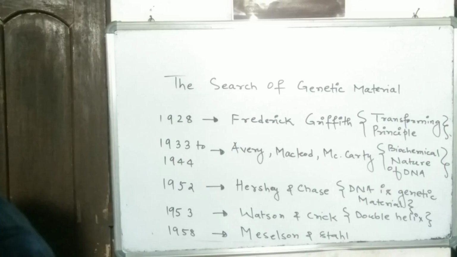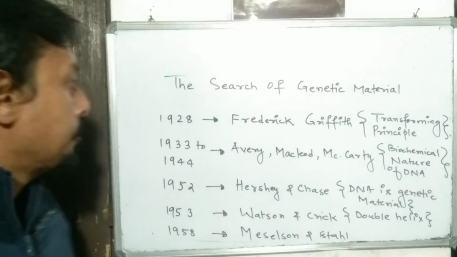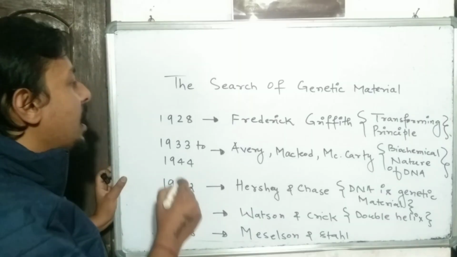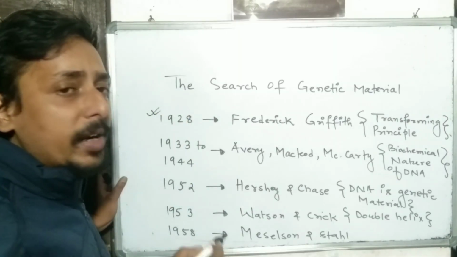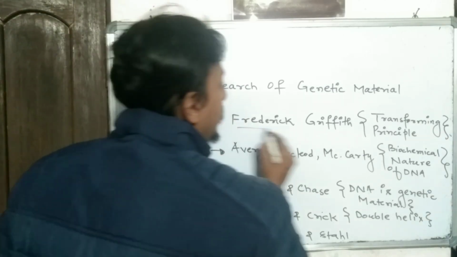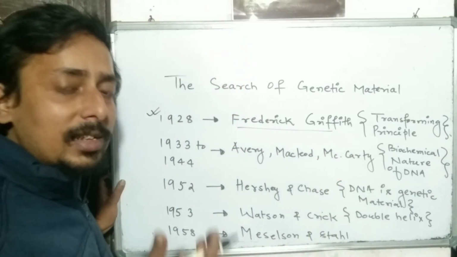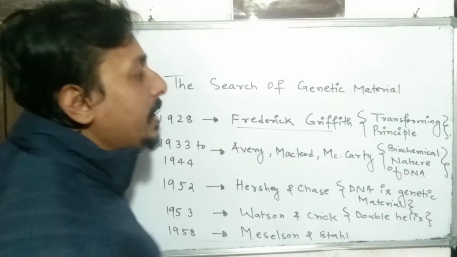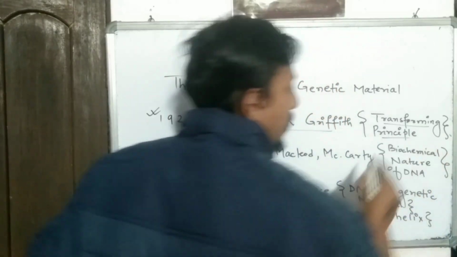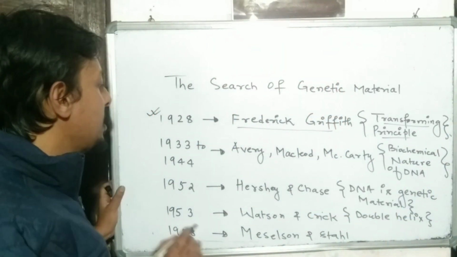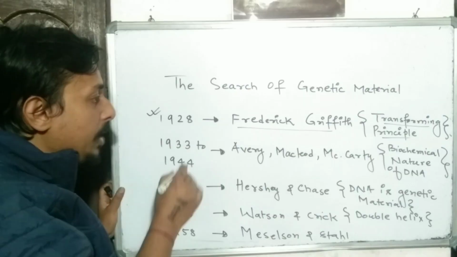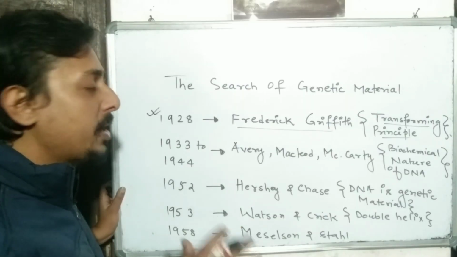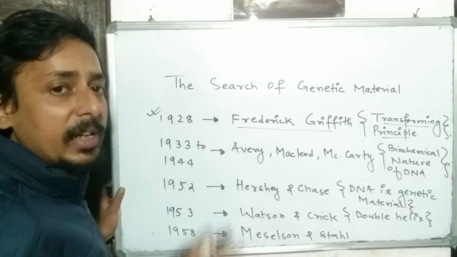Now let me tell you about all the scientists one by one, and then we will go to Griffith. People didn't know about the genetic material. They got a certain idea that something like genetic material exists from the experiment of Griffith. Griffith was the one who showed that some kind of molecule is transferring from one generation to another. This experiment is called the transforming principle. We will see it in detail later. After that, people wanted to know the nature of the genetic material. The concept that there is a genetic material was established by Griffith.